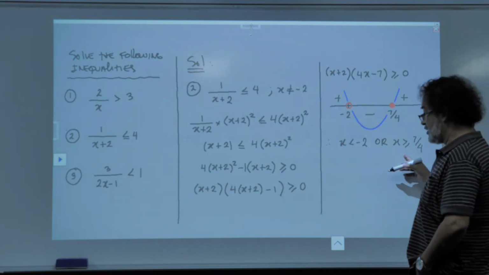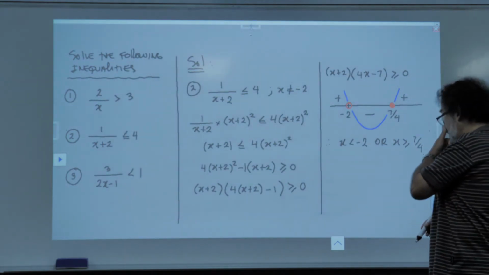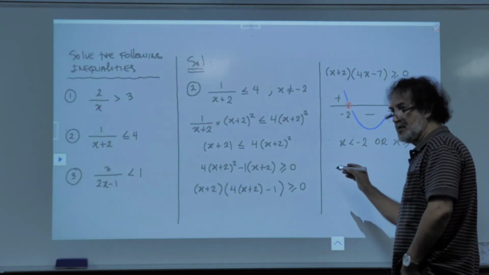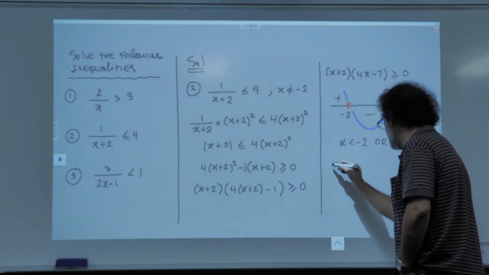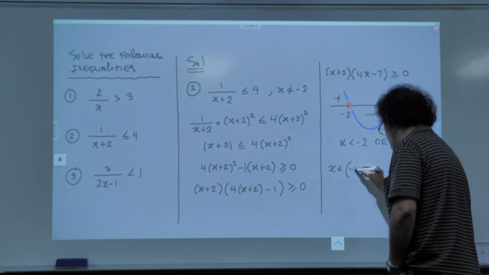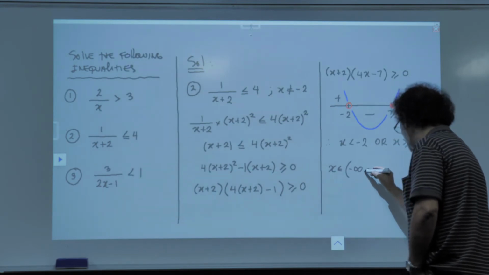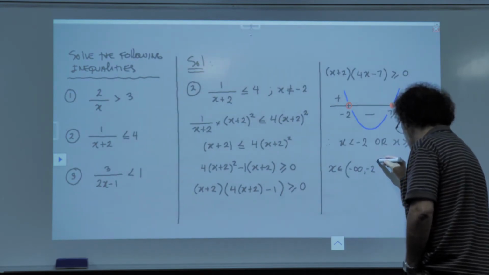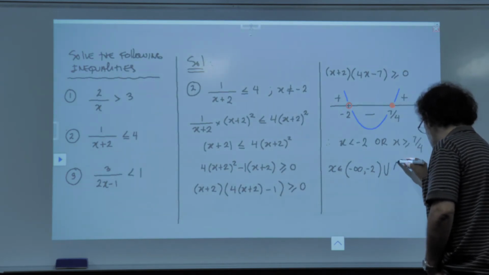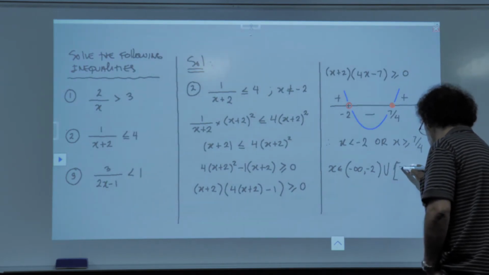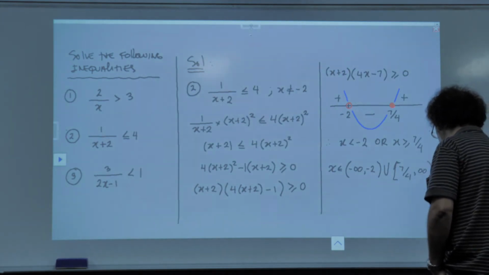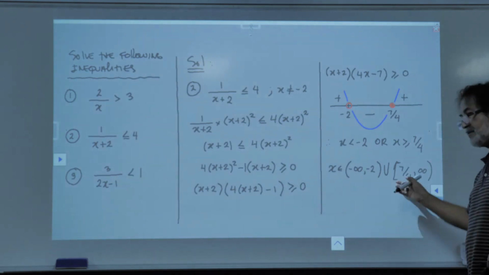Okay, and then we're going to use the bracket notation, the set notation, and then you're going to tell me. Okay, Min, go for it. X belongs to round bracket negative infinity up to negative 2, round bracket, union, yep, and then square bracket 7 over 4. 7 over 4. And then positive infinity and round bracket. Round bracket. Okay, got that?